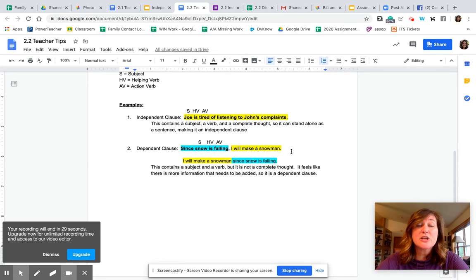I will make a snowman since snow is falling. I switch them around and all I do is take out that comma because I started with the independent. Since it's independent, it doesn't need the comma. It doesn't need anything. I could stop it right there: I will make a snowman. Voila. So just remember, independent all by itself, dependent needs the independent to help it. Hope that helps.